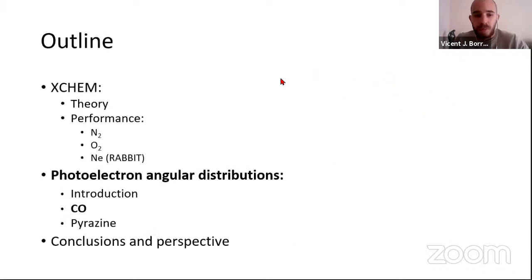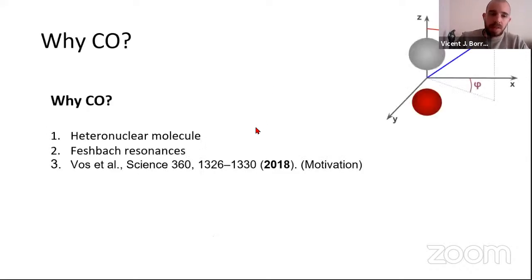So now I'm going to show the results I obtained for the carbon monoxide that are still unpublished. Why did we choose carbon monoxide? Well, carbon monoxide is a heteronuclear molecule, so we expect to have a rich angular distribution. Also, the phase-bag resonances in carbon monoxide haven't been widely investigated yet, so we wanted to do it.